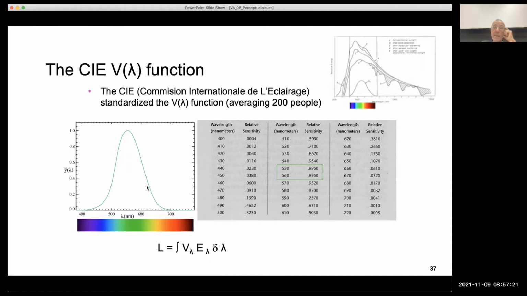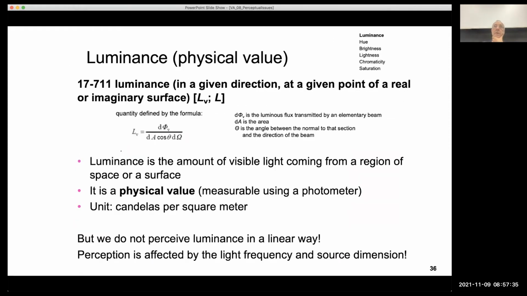And you have to take this into account when you use light to encode numbers. You cannot rely only on luminance. You also have to consider the frequency of the light. Doubling the luminance will not produce a double stimulus.